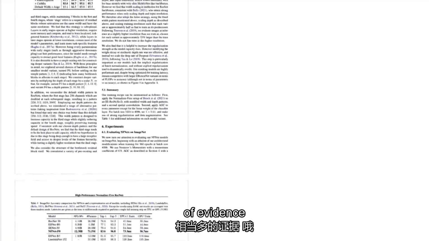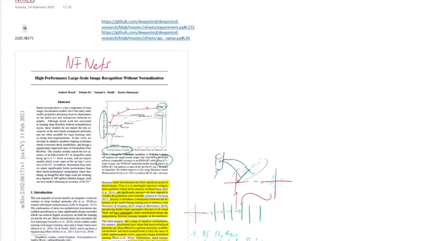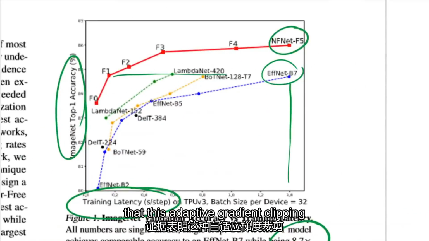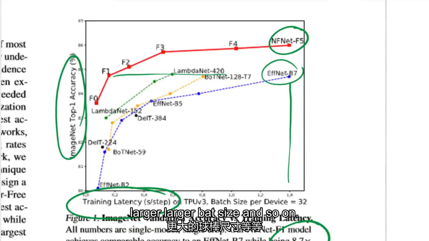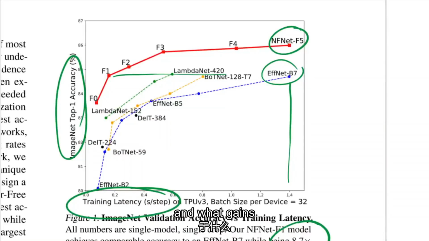And then they get the model up here. And there is quite a bit of evidence in the paper that this adaptive gradient clipping actually has some nice properties. Yeah, it allows you to go larger batch size and so on. But again, it's a bit unclear what gains come from the normalizer free, what gains come from the adaptive gradient clipping, and what gains simply come from the fact that they have better architectures. So their whole point in architecture search is that EfficientNet tries to achieve an accuracy with as little flops as possible. However, modern accelerators cannot necessarily make use of those savings in flops because they have certain constraints.